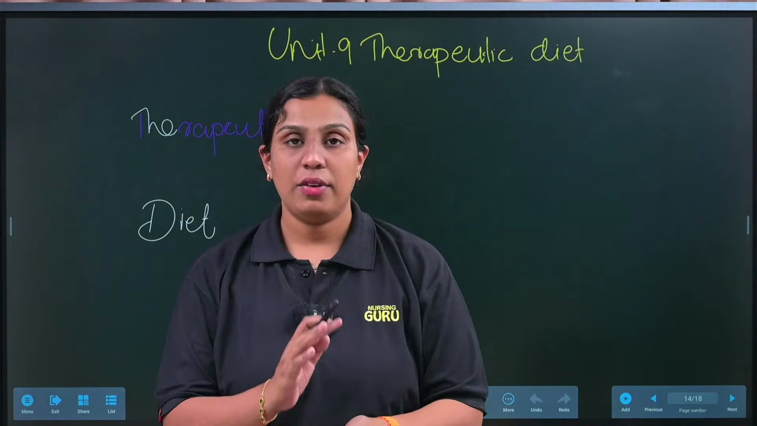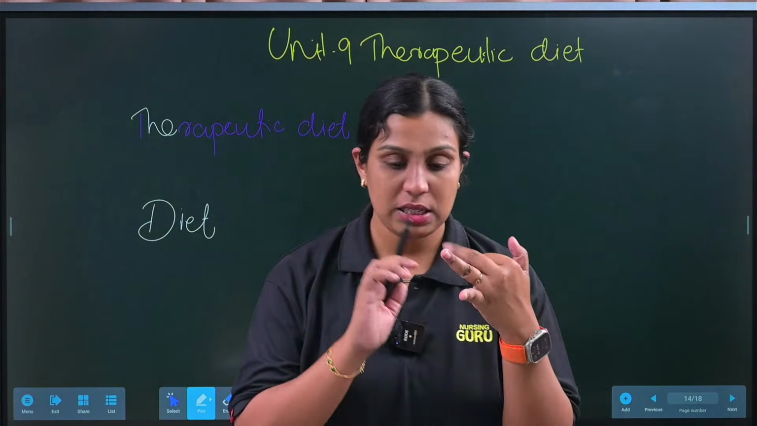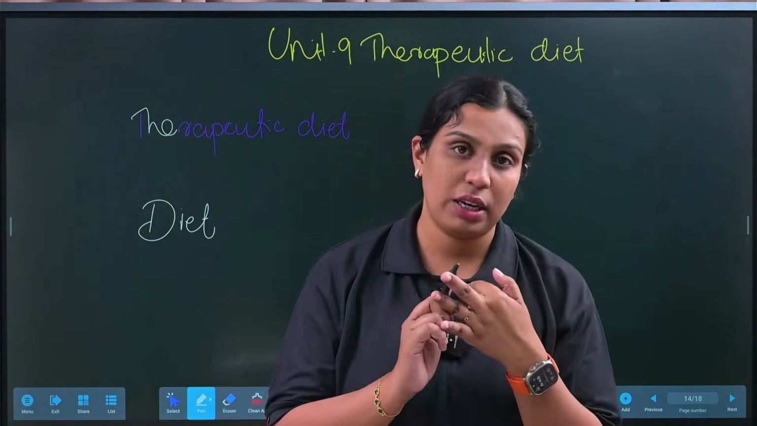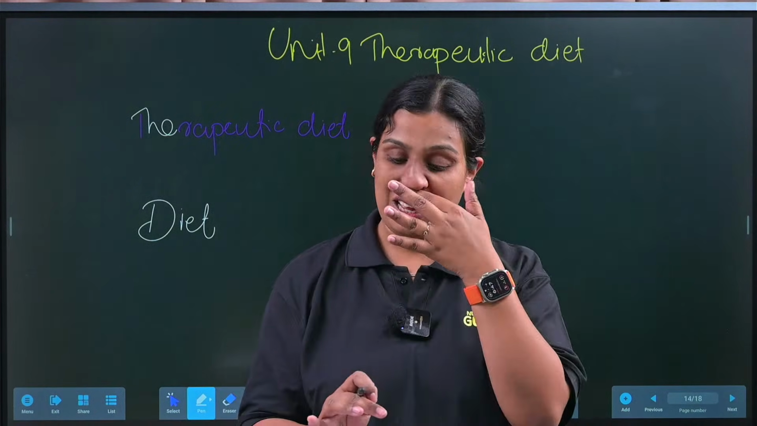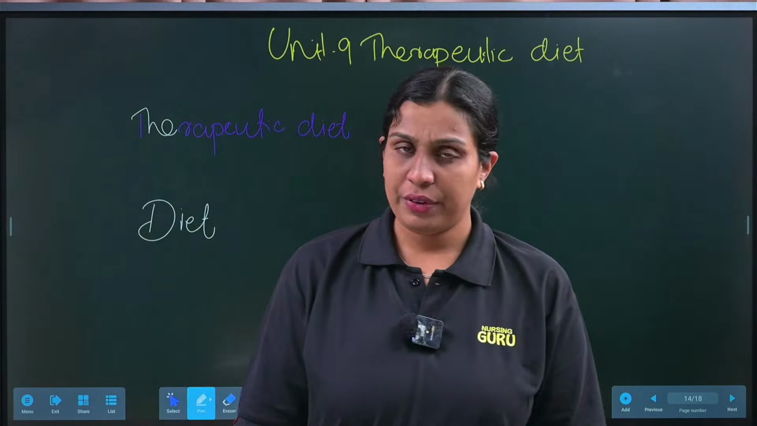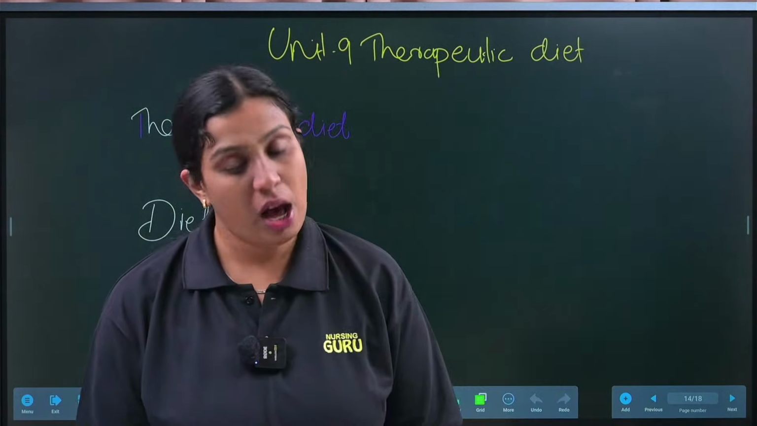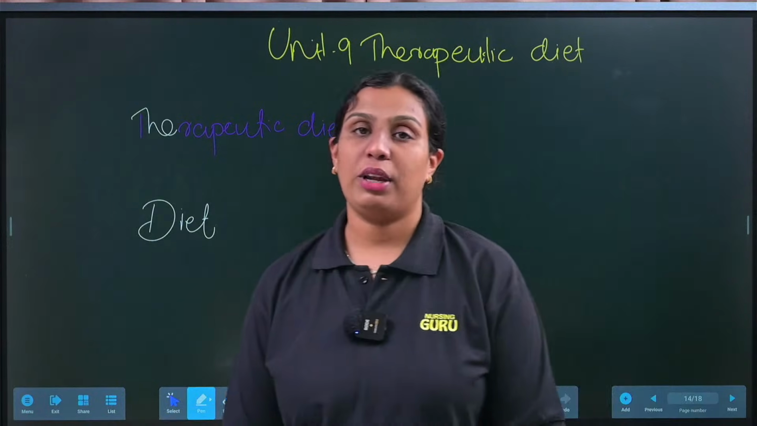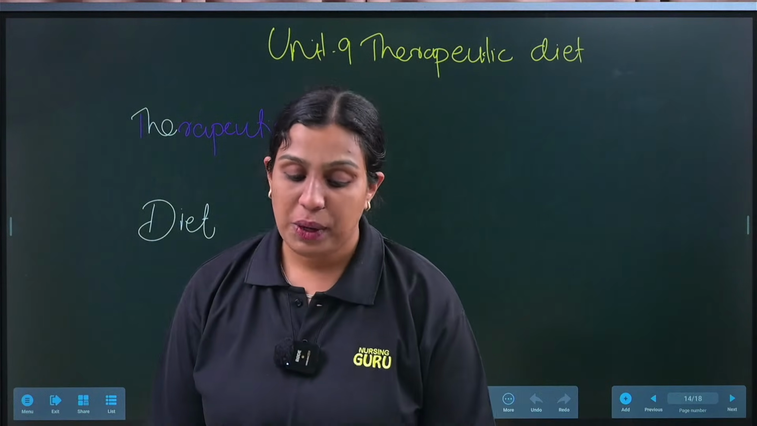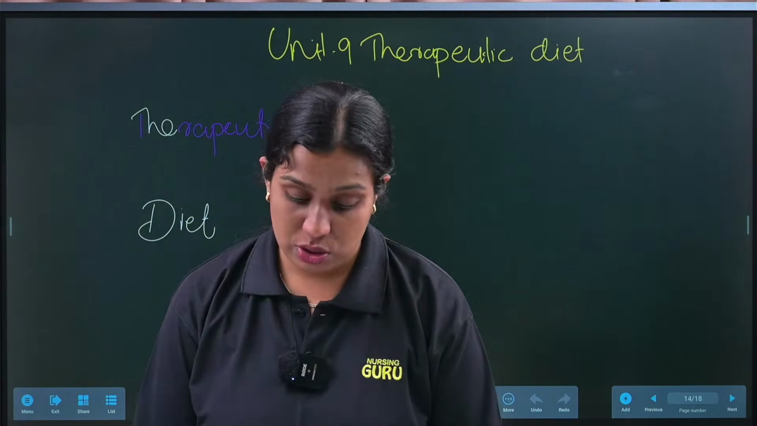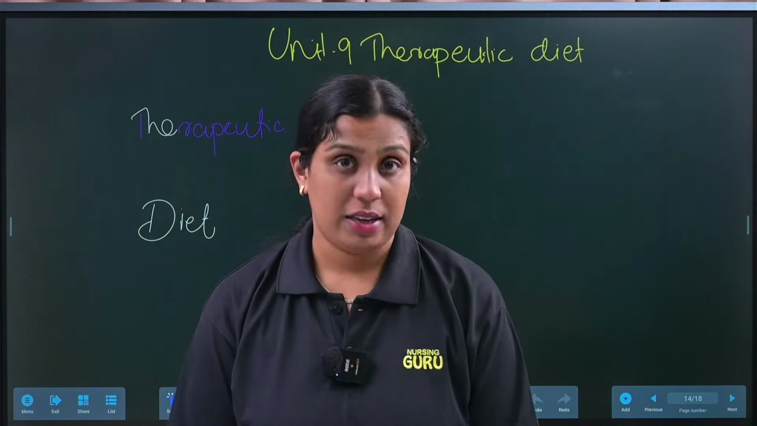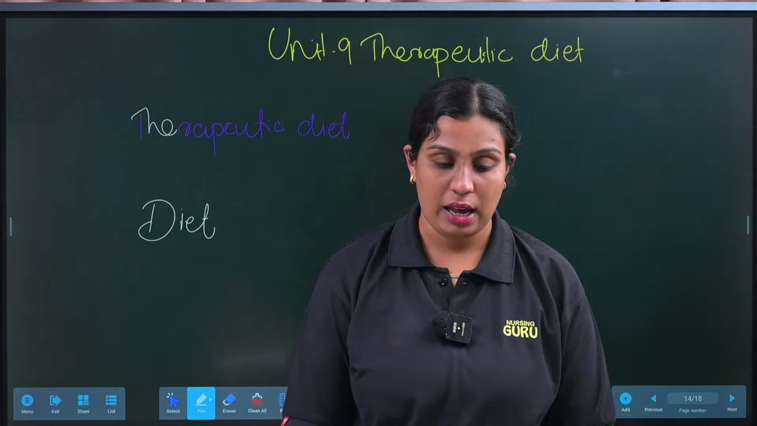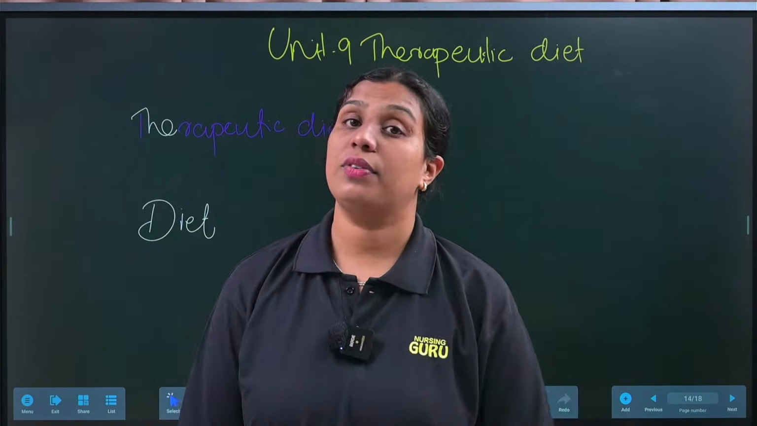The things we are learning from this unit are the definition, objectives and principles of therapeutic diet. Definition, objectives and principles. And if you get an essay question, it may be: what is therapeutic diet, and explain briefly about the modifications of therapeutic diet. Or otherwise, define therapeutic diet, and what are the objectives of therapeutic diet?